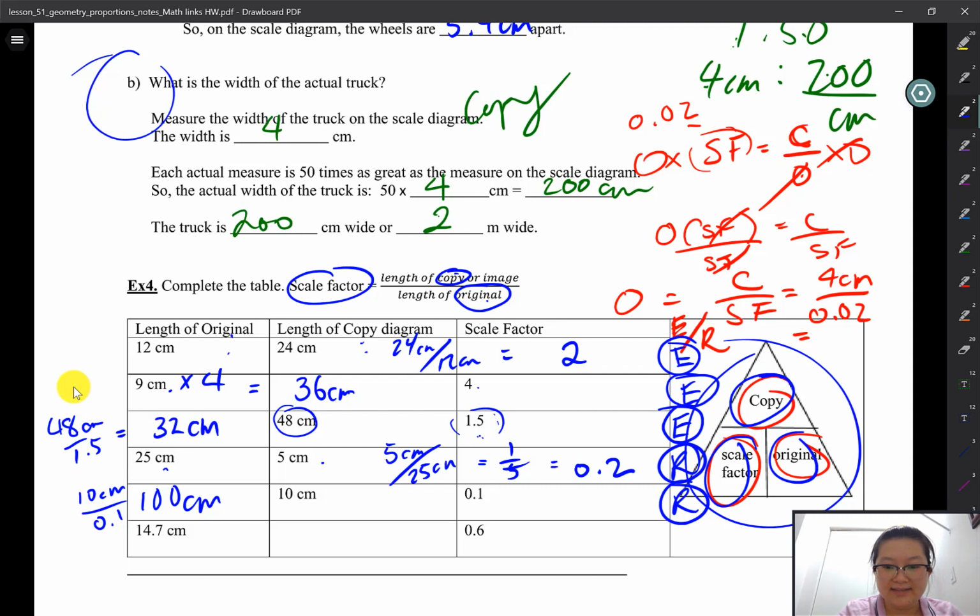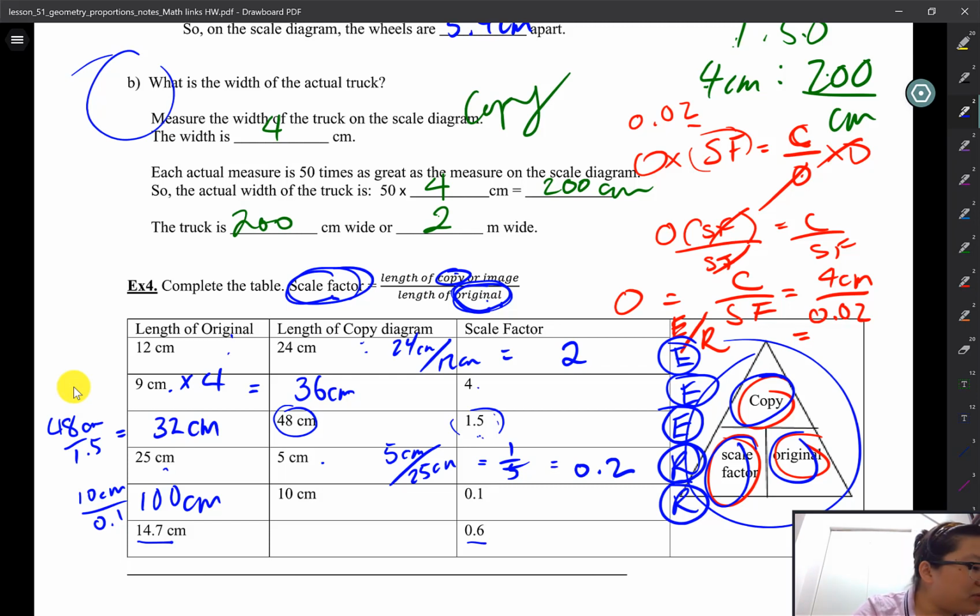Okay. Last example here. I have a scale factor of 0.6, but now I have the original. Original is down here of my fraction. Scale factor is up here. If I take my scale factor of my original, so I multiply by my original, I get my copy. My copy is going to be 0.6 of 14.7. Notice when I use of, it means multiply. So I have 0.6 times 14.7.